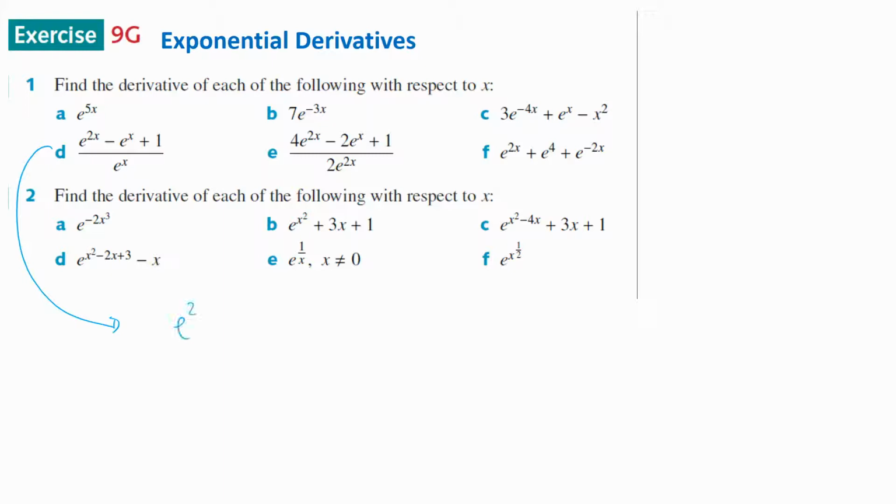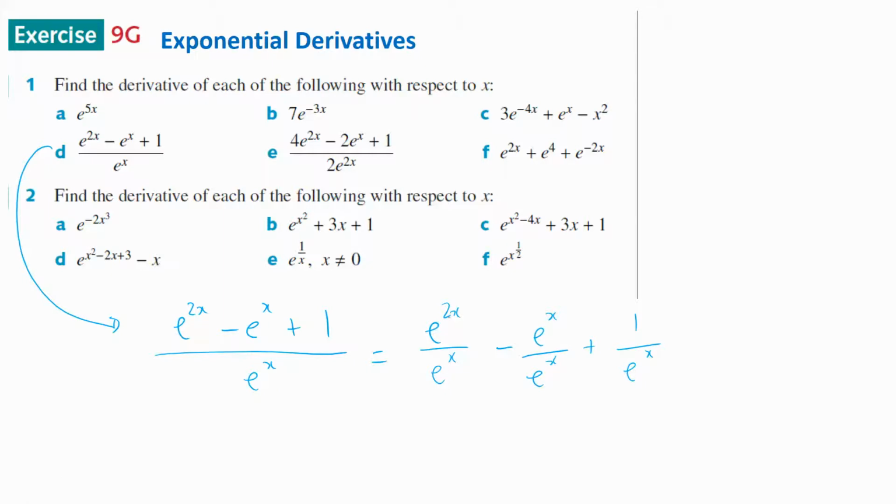I know we do. e to the power of 2x minus e to the power of x plus 1, right? All over e to the power of x. Break it apart. That's all I've ever said. Break it apart. Break it into its simple parts. So this is just e to the power of 2x over e to the power of x, minus e to the power of x over e to the power of x, and then plus 1 over e to the power of x. So I'm splitting it all up. Same denominator. I've just split it all up.